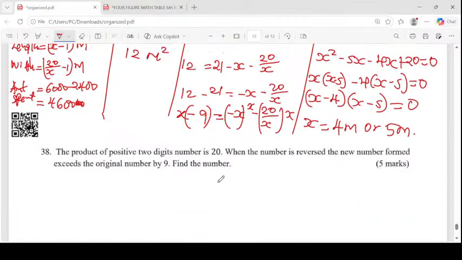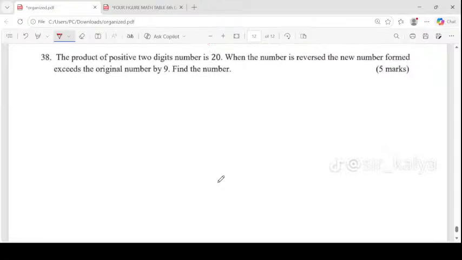Question number last, that is question number 38. A wonderful question, ladies and gentlemen. The product of the digits of a positive 2-digit number is 20. When the number is reversed, the new number formed exceeds the original number by 9. Find the number.